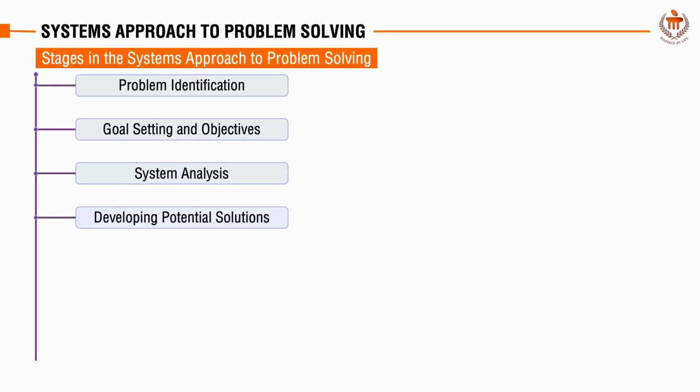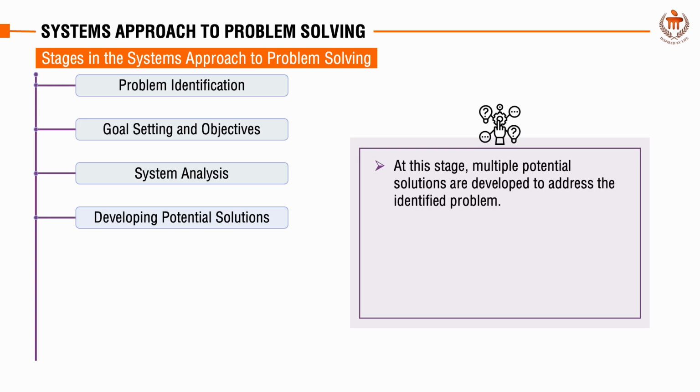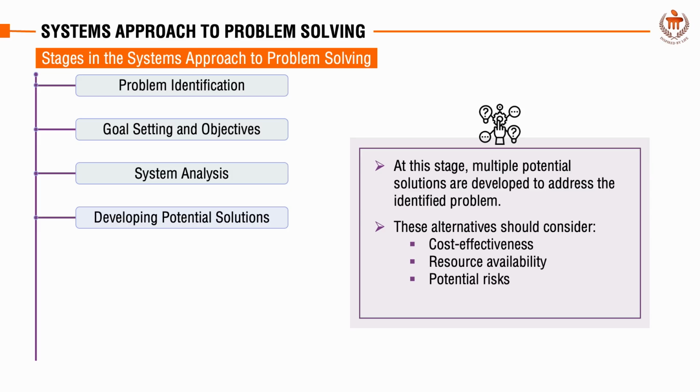The next step is developing potential solutions. At this point, different possible solutions are created. These ideas should take into account factors like cost, availability of resources, and risks. Creativity is important in this phase as it helps generate a range of ideas. For example, solutions for delivery delays could include upgrading inventory systems, working with new suppliers, or using advanced logistics software.